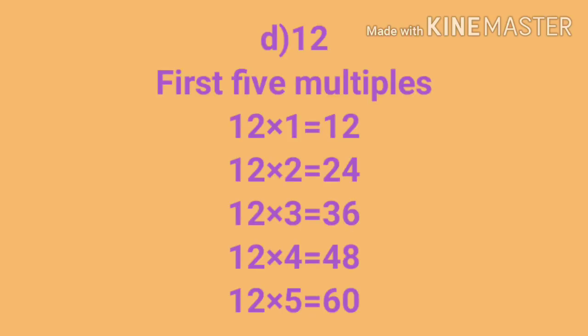Next example, 12. So multiply 12 by 1, you get 12. 12 multiplied by 2, you get 24. 12 multiplied by 3, you get 36. 12 multiplied by 4, you get 48. 12 multiplied by 5, you get 60. In this way, by multiplying by 1, 2, 3, 4 and 5, we get the multiples of 12: 12, 24, 36, 48 and 60. Okay, now we will see the next example.